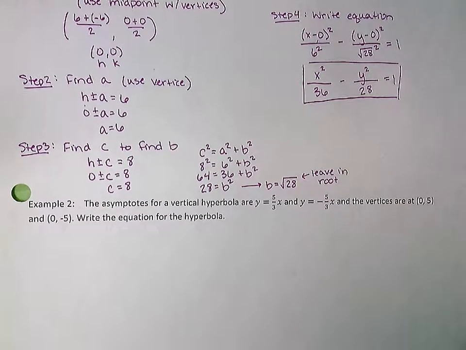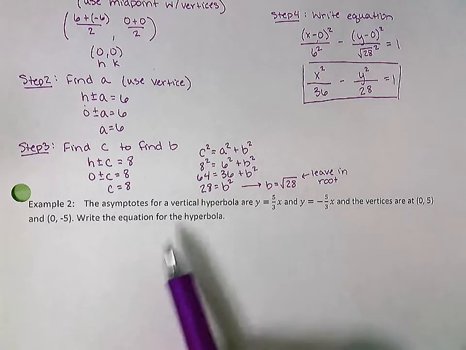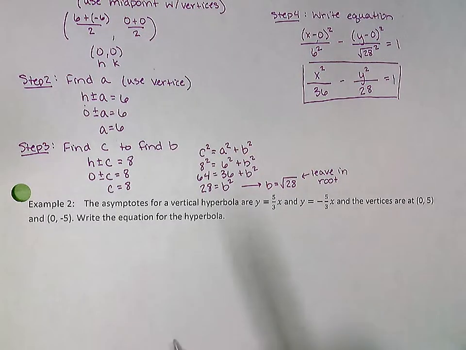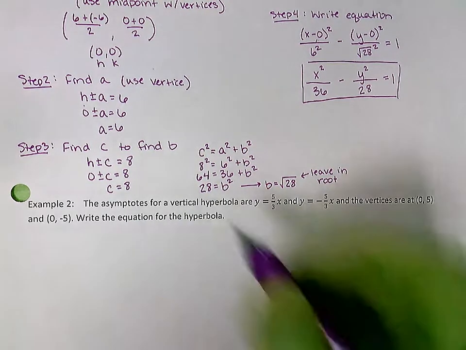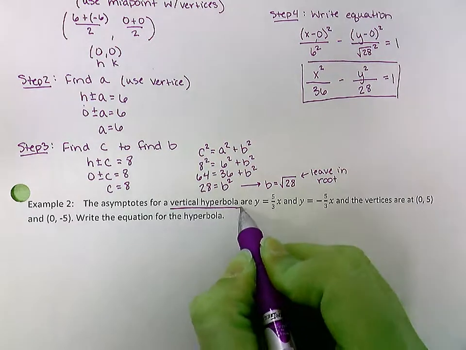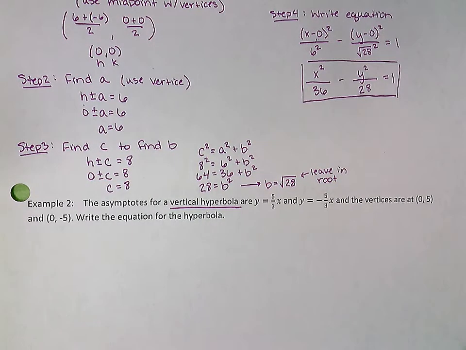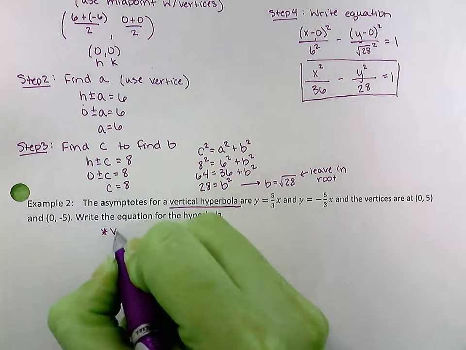Okay, I want to start looking at example 2 then. So example 2 is slightly different than 1. So we're still given the vertices, but this time we're also given the asymptotes. Okay? And it does tell us that it's a vertical hyperbola. So we don't have to figure that out, it already told us. So it is vertical.